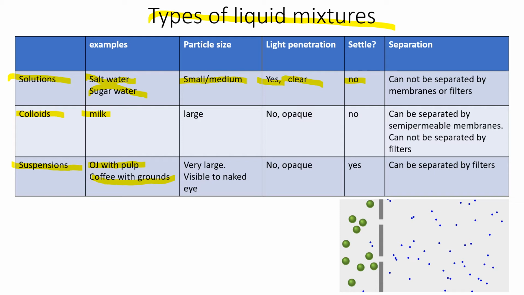Last thing we want to look at is how can we actually separate these, or separate parts of the solute from the rest of the liquid mixture. And for this, for solutions, we can think about two different ways we could maybe separate something. That's either by membranes, sometimes called semi-permeable membranes, and filters. Solutions, because the particle sizes are so small, can't be separated by either membranes or filters. You can think about a membrane as a filter just on a super small scale.